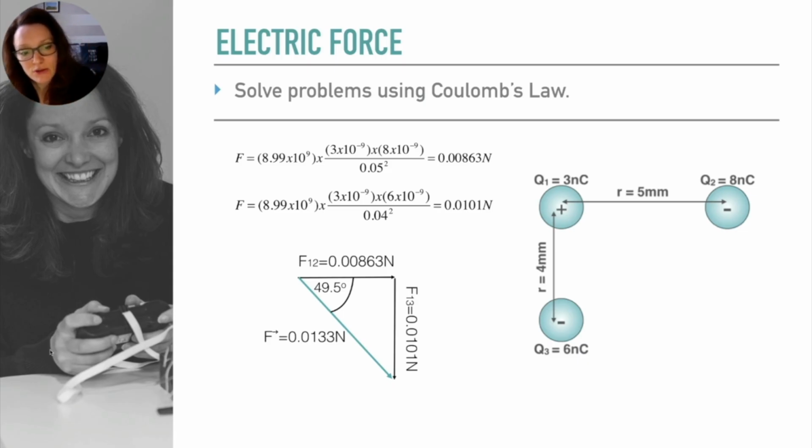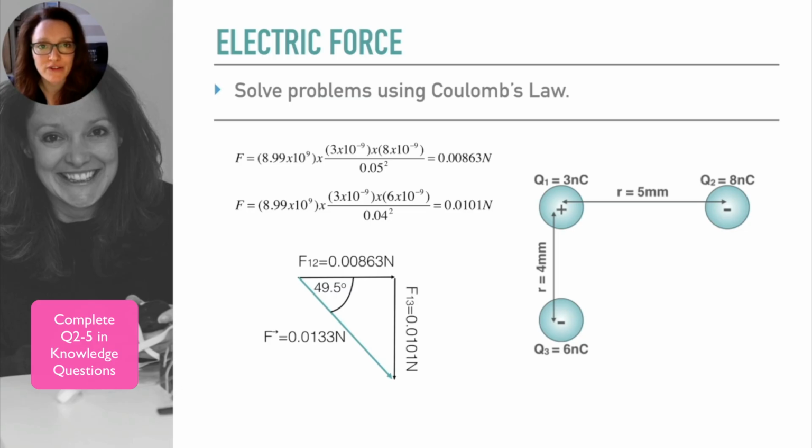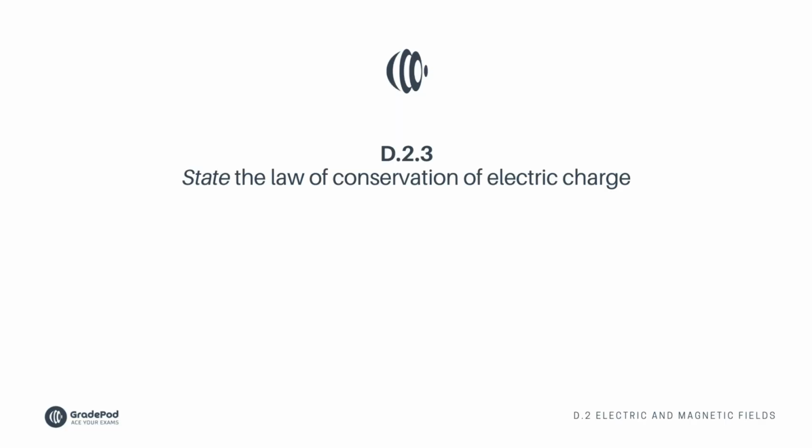And we find our resultant force using trigonometry and vector methods is 0.0133 newtons. And of course it is a vector, we have to say at an angle of 49.5 degrees below the horizontal. So when you find you're using Coulomb's law in 2 dimensions, you need to remember to do the vector addition at the end.